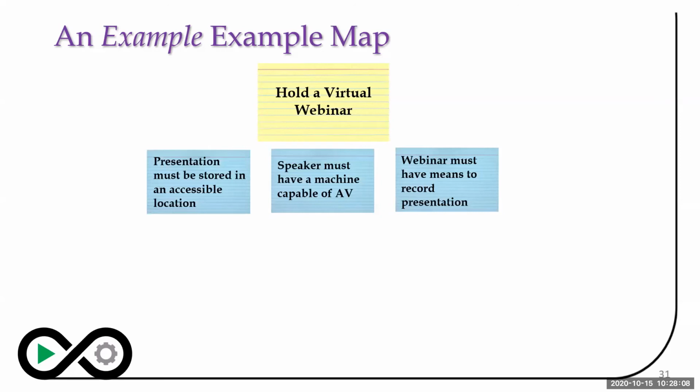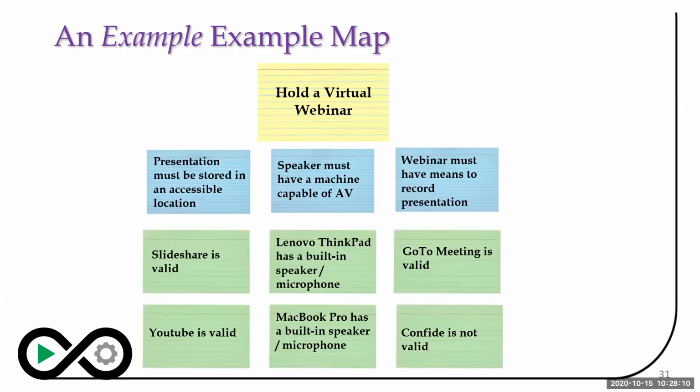So what are some examples that I can give for each one of these rules? I could say SlideShare is valid and YouTube is valid for our presentation stored in an accessible location. Those are examples that illustrate the rule. For the speaker, must have a machine capable of AV. I say Lenovo ThinkPad has a built-in speaker microphone. MacBook Pro has a built-in speaker microphone. Those are examples that illustrate the rule.